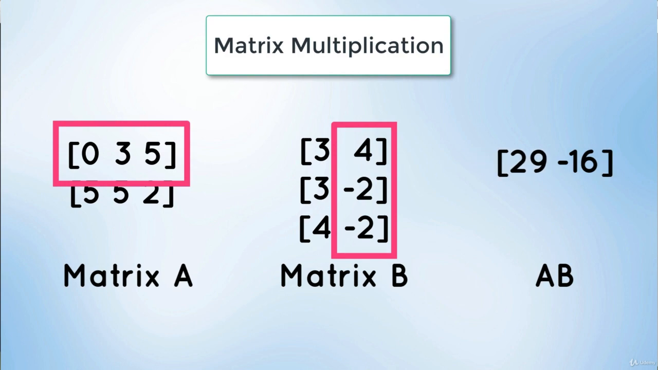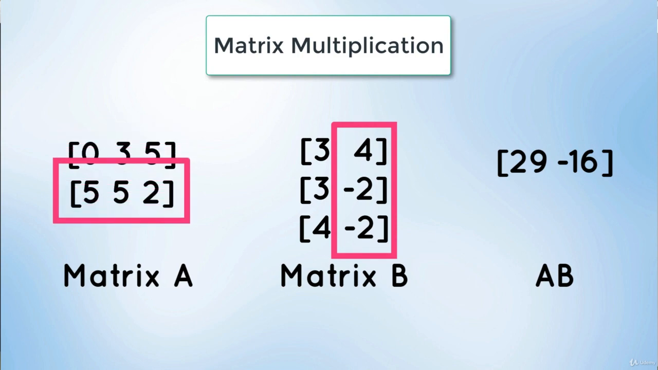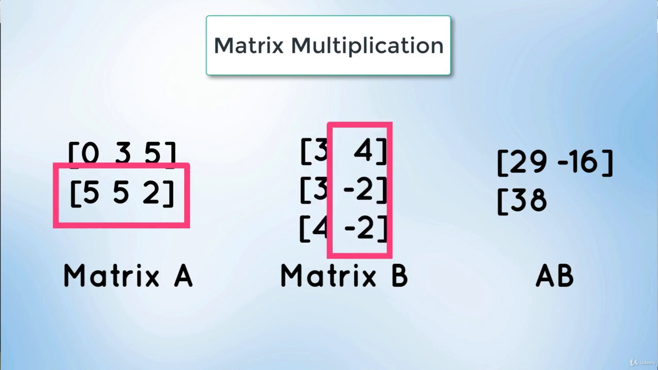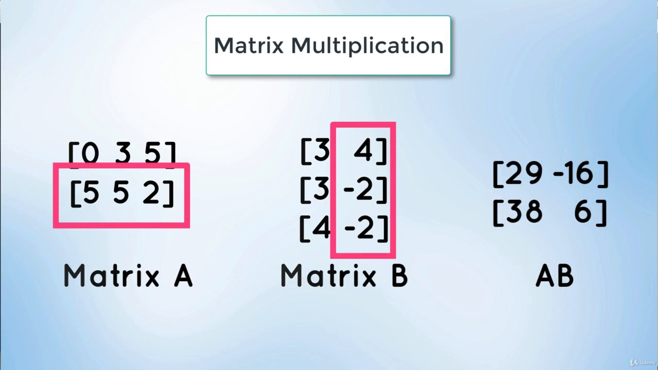Alright, now we're done with the first row. We do the same exact thing for the second row. But now restart at the first column of matrix B, 5 times 3 plus 5 times 3 plus 2 times 4, which equals 38. And now the second column, 5 times 4 plus 5 times -2 plus 2 times -2, which ends up equaling 6. And that is all. We've taken the product of 2 matrices, and let's do this in our code really quickly.